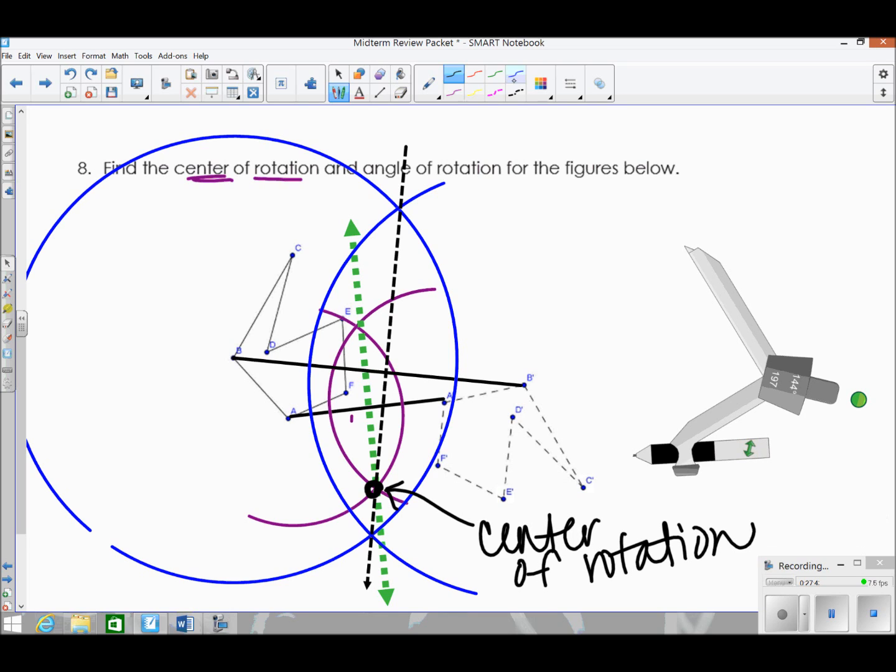Then if you wanted to figure out the angle of rotation, you would connect this angle here from any pre-image to any image point from the center, and that would tell you what I had to rotate by to get from A to A prime. You could actually measure that with a protractor. I'm not going to worry about doing that, but you could. And keep in mind, this is going to be a negative angle because it's a clockwise measurement.